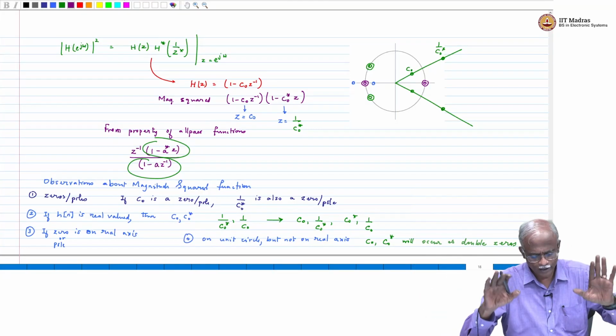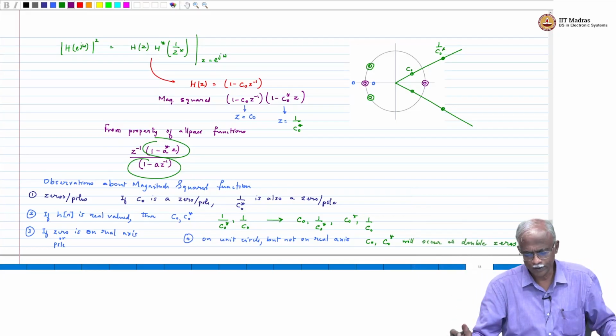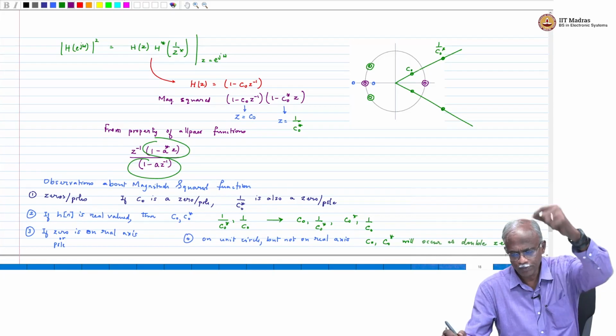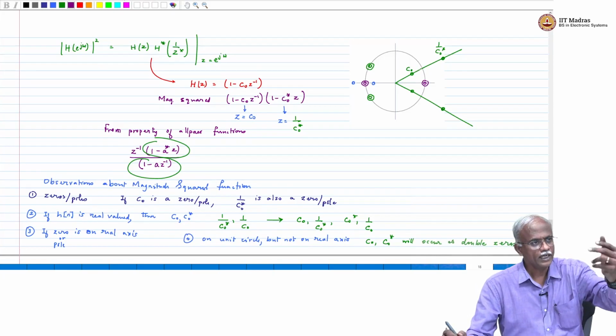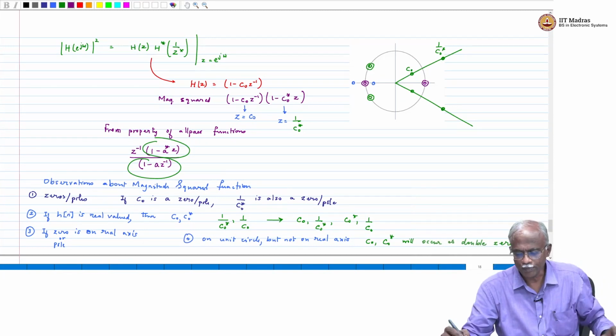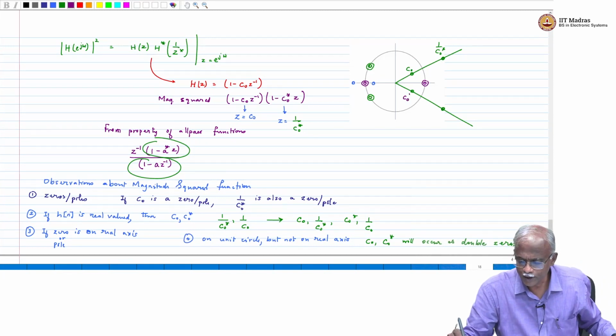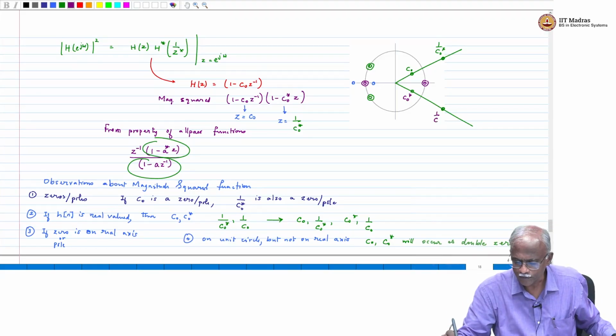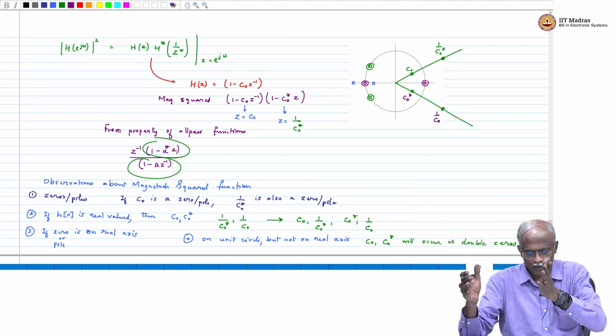Let's just summarize it in terms of the zeros. You can always extend it in terms of the poles. The zero and reciprocal conjugate will be present. If it is real valued, then C naught conjugate will be present, and the reciprocal conjugate will be at 1 over C naught conjugate and 1 over C naught. So basically they occur as a set of 4.